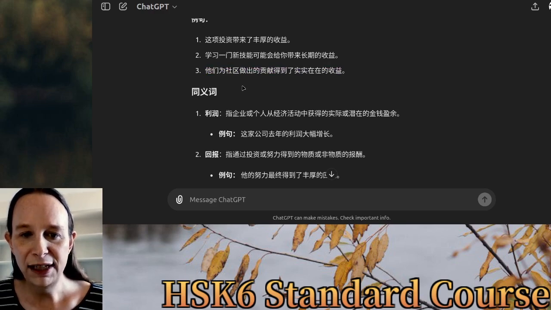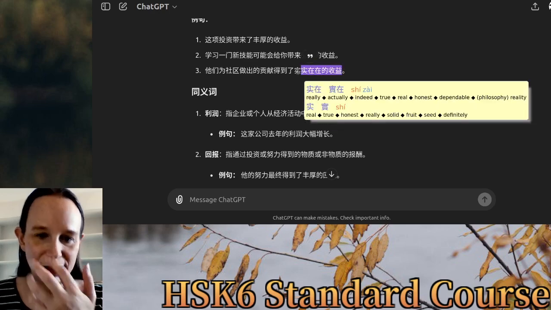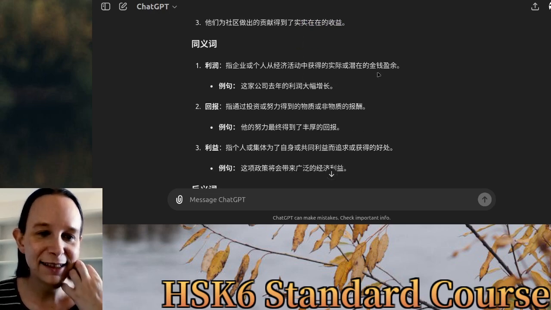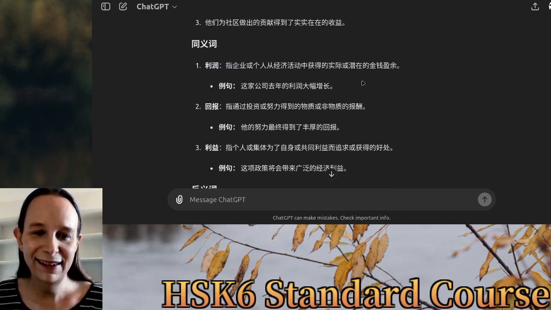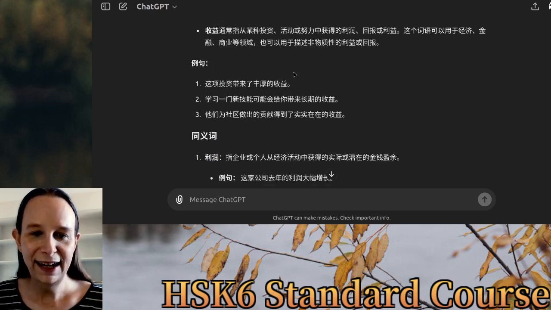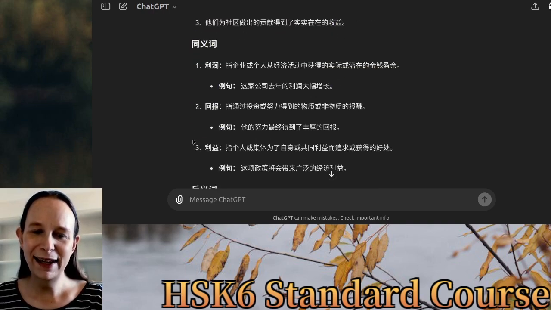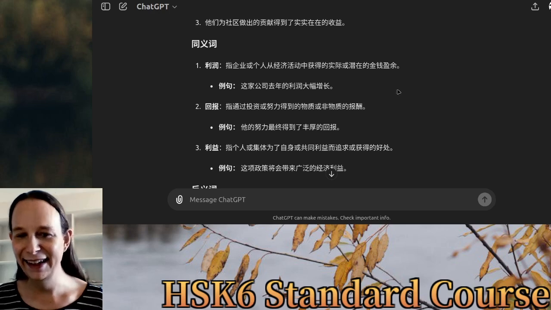And this is being used somewhat figuratively, right? 他们为社区做出了贡献，得到了实实在在的收益, a concrete profit, concrete benefits, I guess. So synonyms, 同义词, so 利润. Yeah, I don't quite know the difference, but maybe one is after tax, this sort of thing.